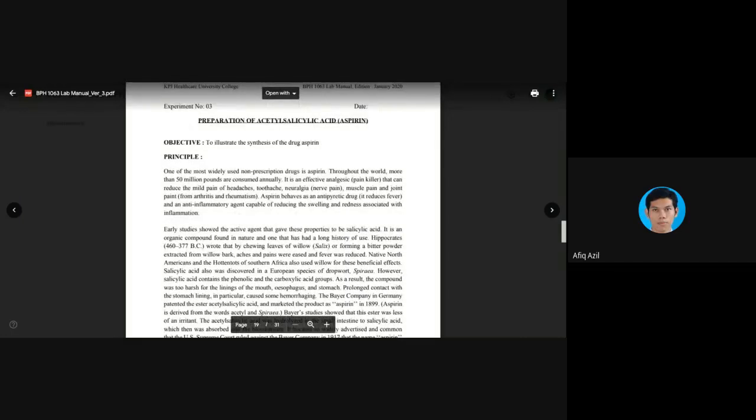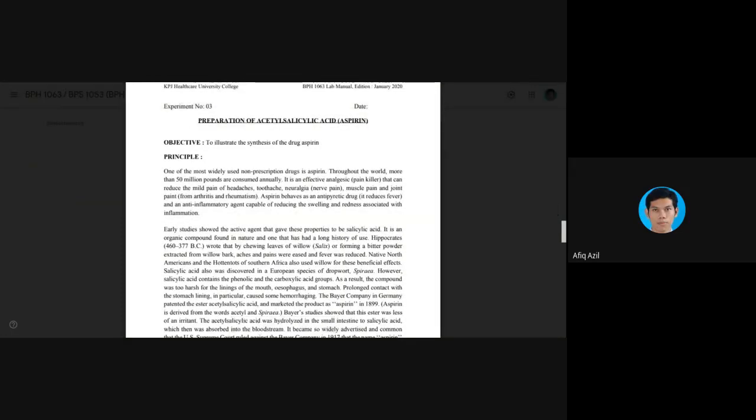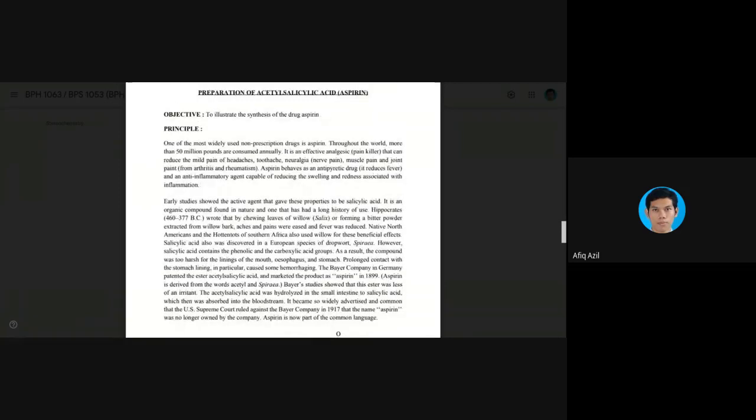Okay, the third experiment in your practical manual is the synthesis of aspirin, also known as acetyl salicylic acid. It is a derivative of the structure of salicylic acid. So the objective is to illustrate the synthesis of the aspirin drug. The background mainly talks about the aspirin itself.